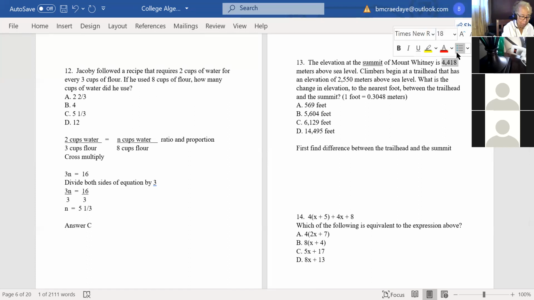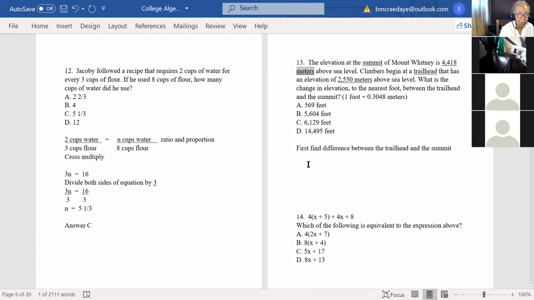4,418 meters. Okay. And the trailhead, let's just underline trailhead, because we've got to pick out what we need in the word problem, has an elevation of 2,550 meters. Okay, this is meters, because it's important that we have our units here, because we've got to convert it to feet, because our answer is in feet. Right? So how do I find the difference between the trailhead and the summit, Audrey?